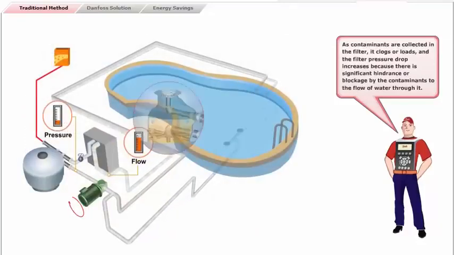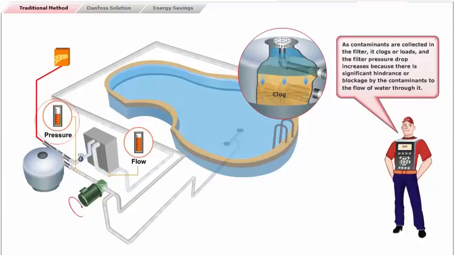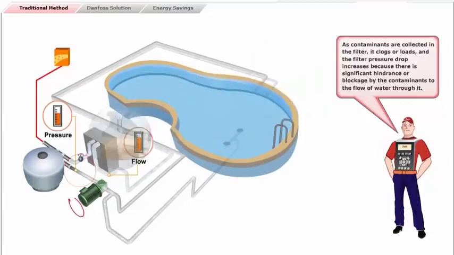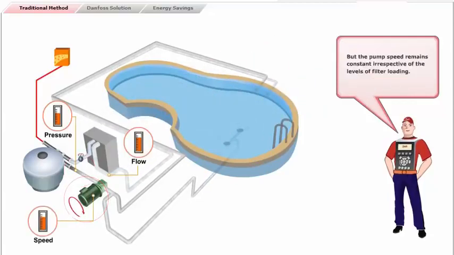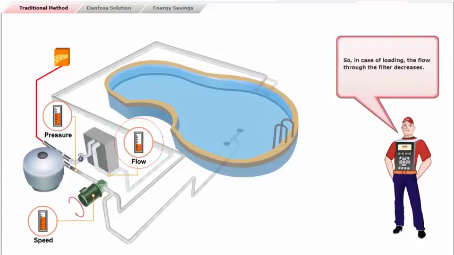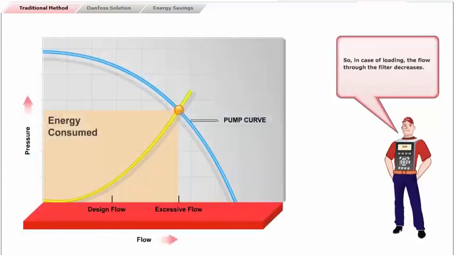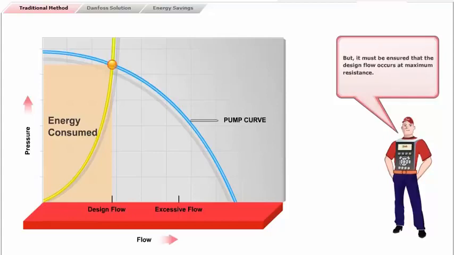As contaminants are collected in the filter, it clogs, or loads, and the filter pressure drop increases, because there is significant hindrance, or blockage, by the contaminants to the flow of water through it. But the pump speed remains constant, irrespective of the levels of filter loading. So, in case of loading, the flow through the filter decreases.